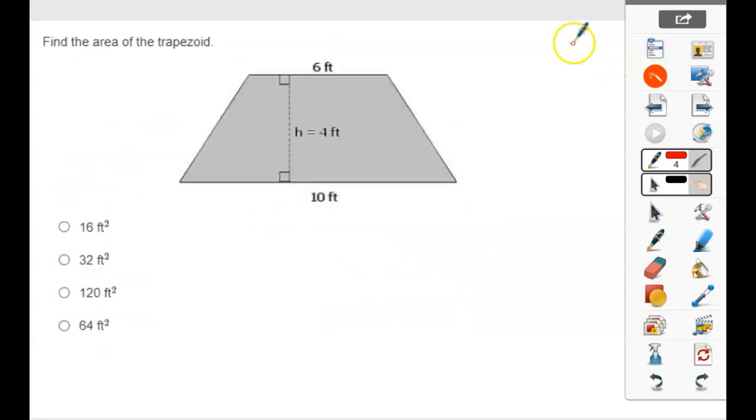This says to find the area of the trapezoid. Once again, this is not a composite figure. This is a standard shape. It's a trapezoid. So I can look up on my formula sheet, find the trapezoid, and use that formula to find the area. So it's area equals 1/2 height times base 1 plus base 2.